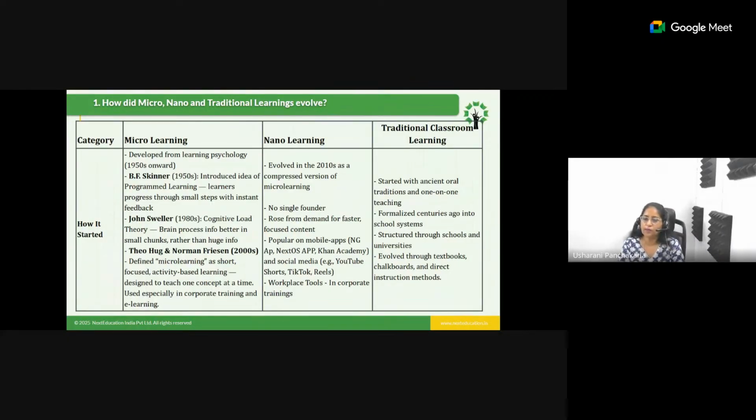So we have already discussed John Sweller, that is cognitive load theory. The brain processes information better in small chunks rather than huge information.